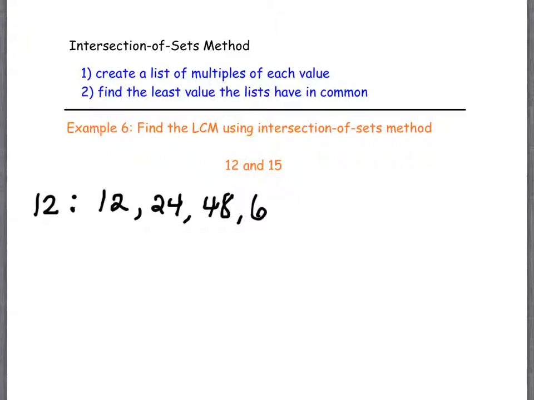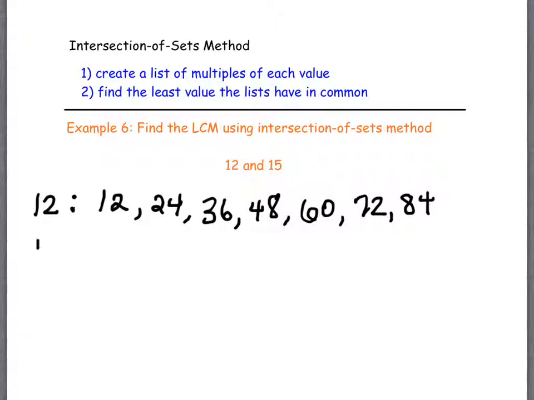Oh, we missed one. You're right. Let me get 36 in there. And then we'll do 48. What's after 48? 60. And then? 72. Let's do one more just for fun. 84. Lovely. We have that same 15 from the previous example. So they always start with the number 15 because it's itself times 1. What comes next? 30. And then?